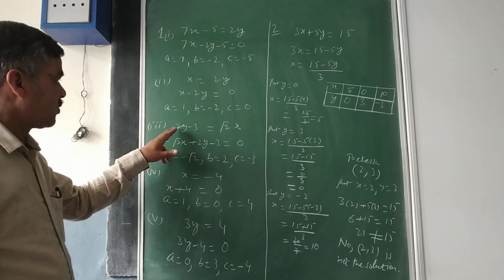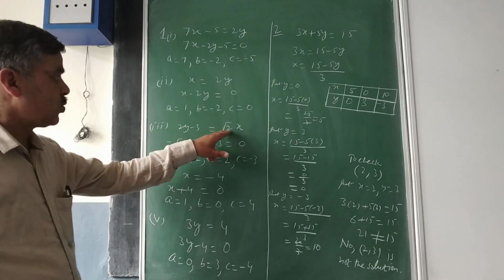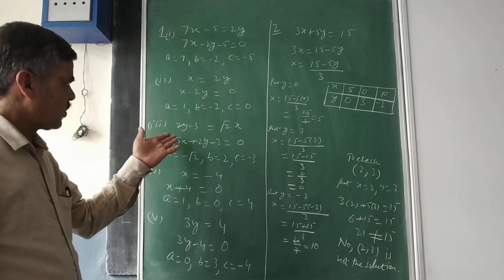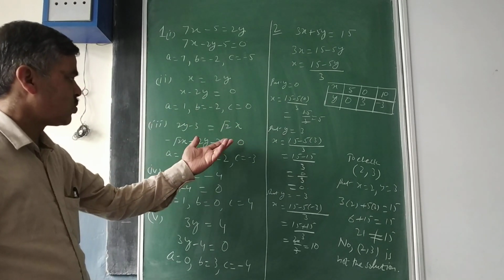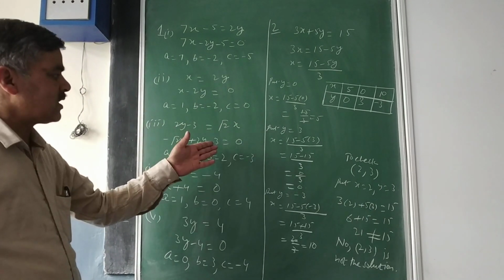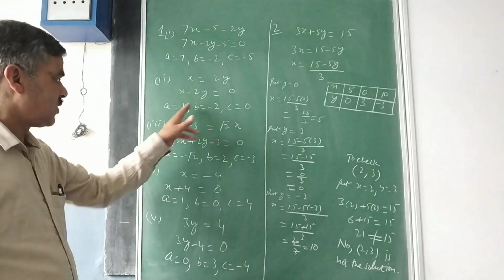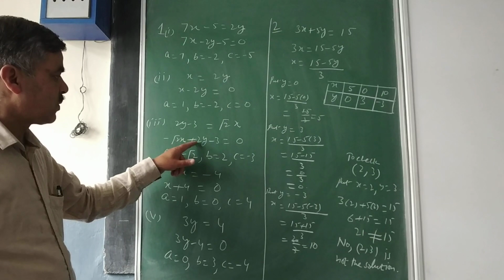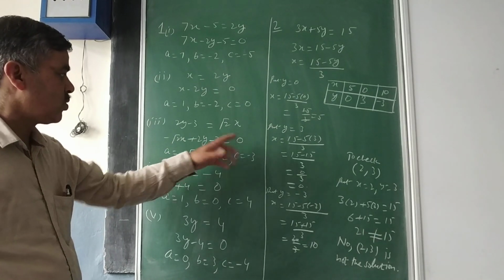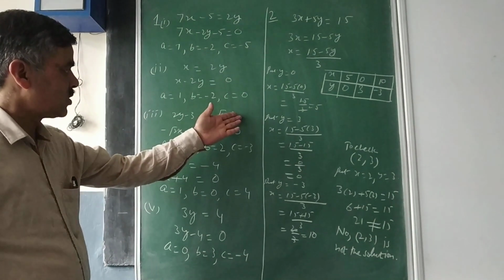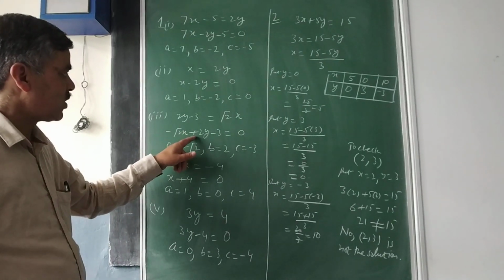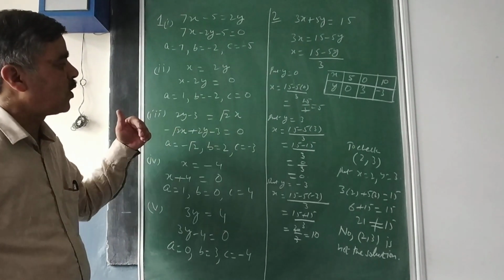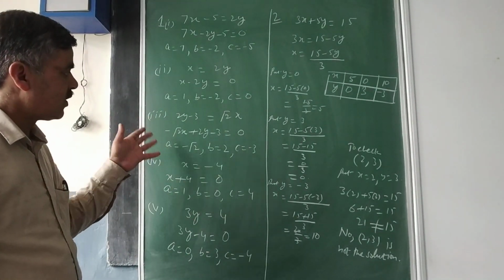Then in third part it was 2y minus 3 is equal to root 2x. Here either you can shift this to this side, that is your choice. You can then change the signs, that is valid. I have shifted this to this side, so my equation is minus under root 2x plus 2y minus 3 is equal to 0. If you will be taking these two to this side, then it will be under root 2x minus 2y plus 3 is equal to 0. Accordingly you can answer what is a, what is b and what is c.